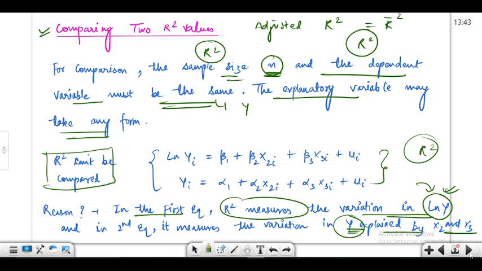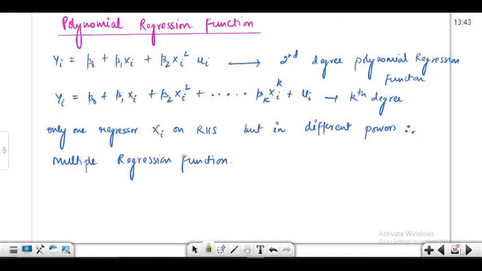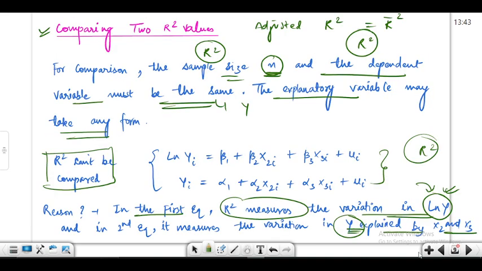So yeah, I think this is all for this video. We'll talk about polynomial regression function in the next video. I hope the concept of R square and adjusted R square is clear now.